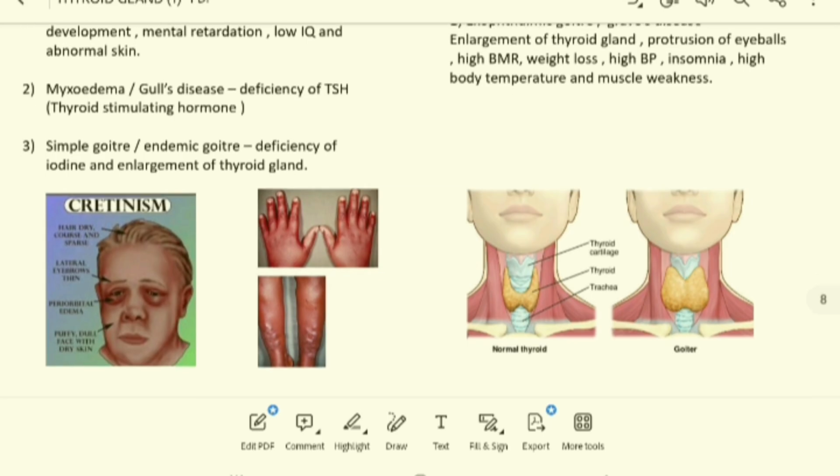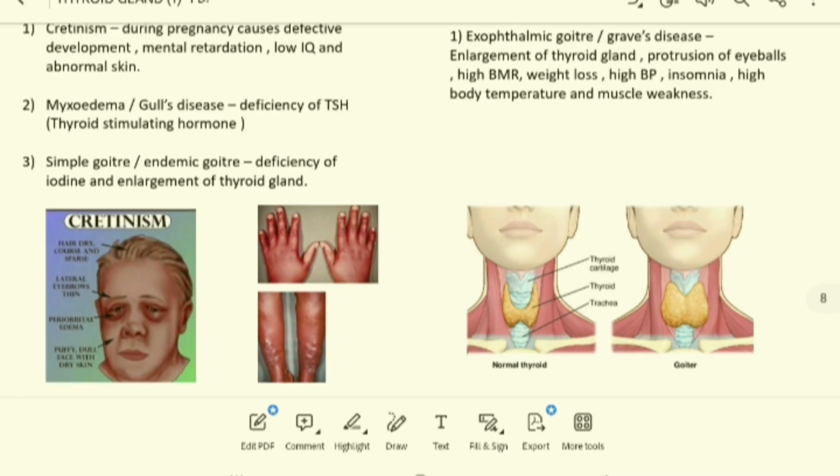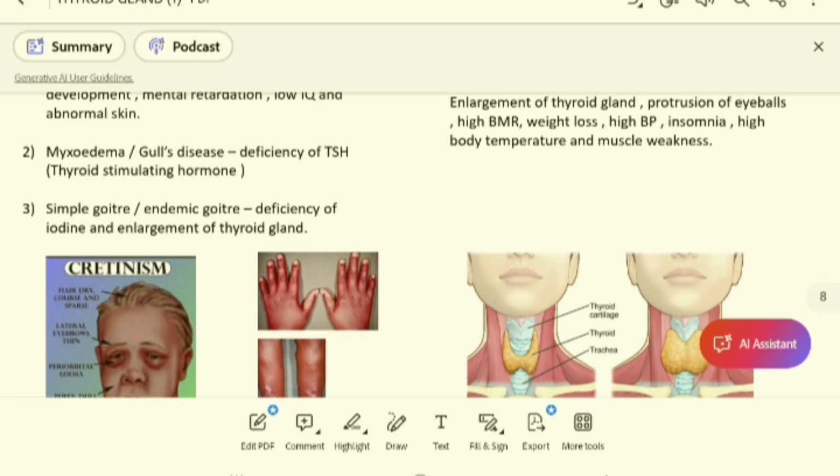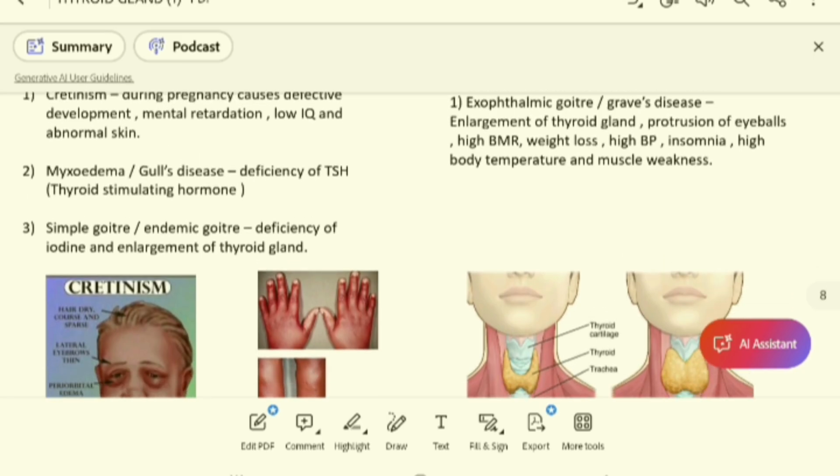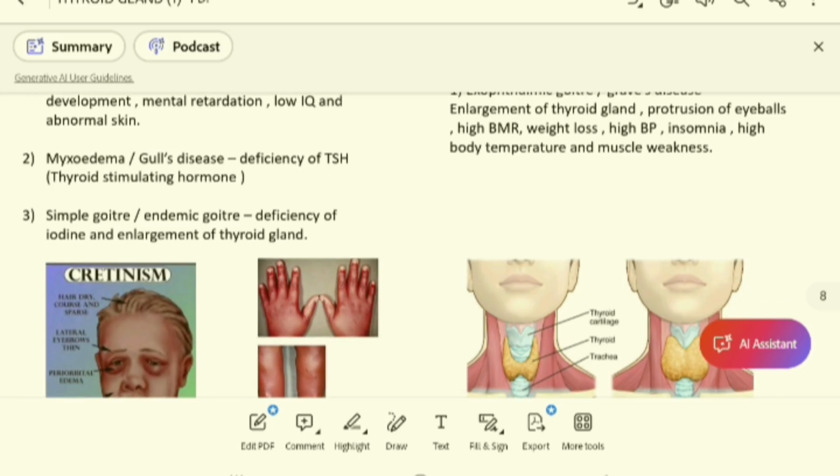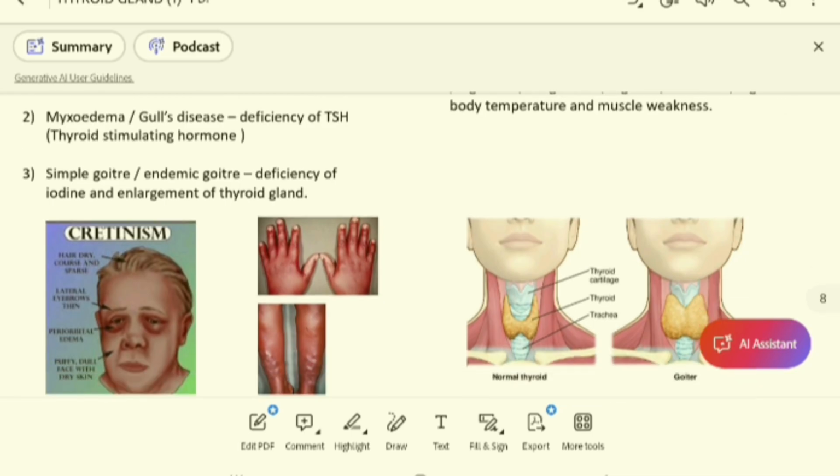Coming to myxedema or Gull's disease, it is deficiency of thyroid stimulating hormone. Simple goiter or endemic goiter is deficiency of iodine, and here you are going to see enlargement of the thyroid gland. Here in hypersecretion we have exophthalmic goiter or Graves disease: enlargement of the thyroid gland, protrusion of the eyeballs, high BMR, weight loss. Now why weight loss? Because the BMR is high, that means your metabolism is high. High BP, insomnia, high body temperature and muscle weakness.